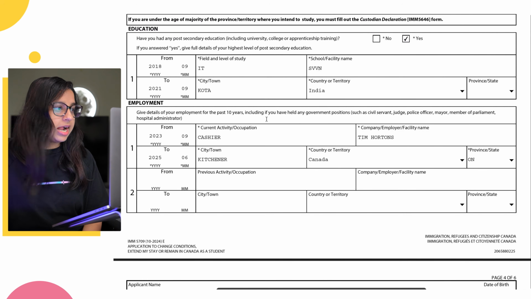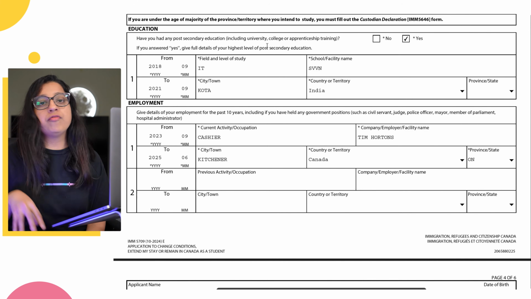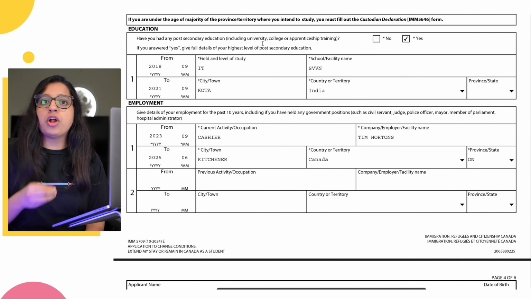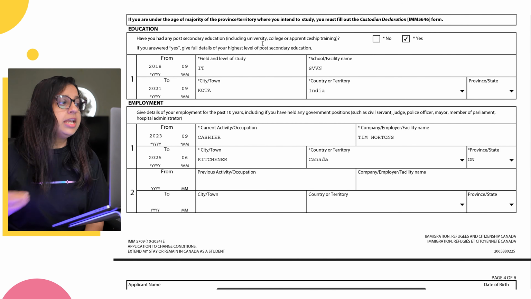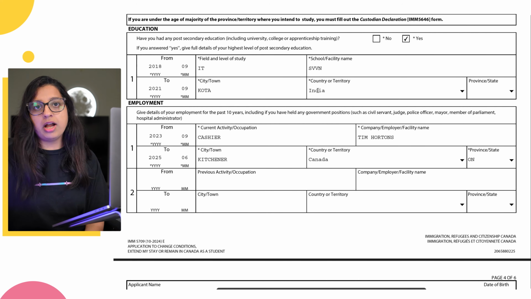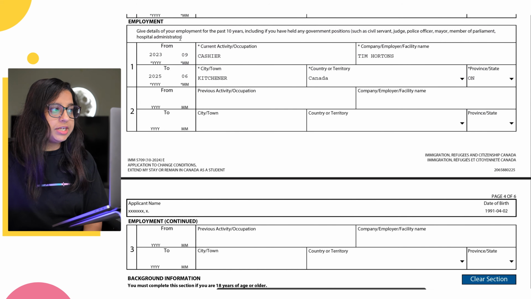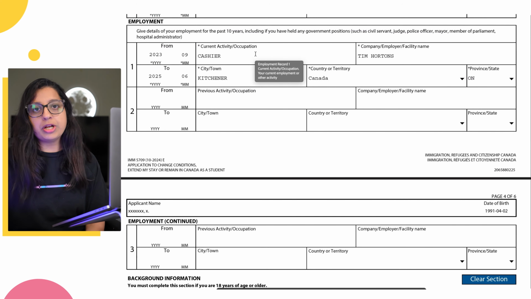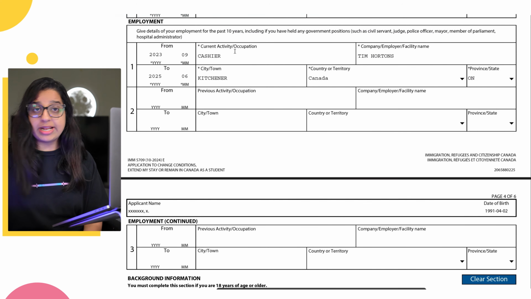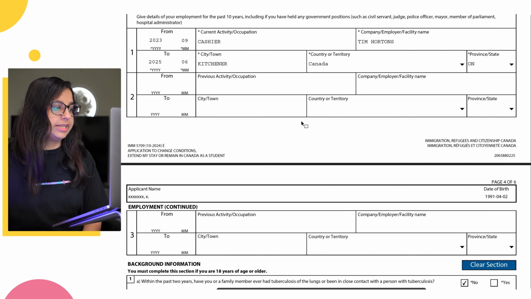The next detail is regarding the education. Have you had any post-secondary education? Because currently I'm studying, I have not completed my studies, so I'm not writing the current study details. This is the detail I've mentioned from my back home country. So I've mentioned my bachelor degree information here. In the employment section, give details of your employment for the past 10 years. So the first one, the current activity: because I'm employed, I'm working, so I've mentioned my current job details. And after that, you can backtrack and mention other details here.